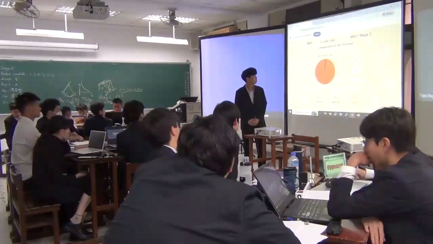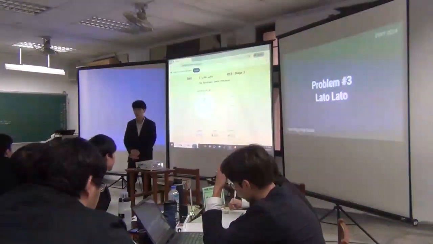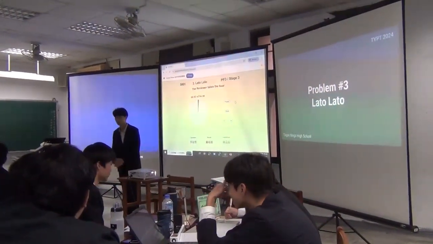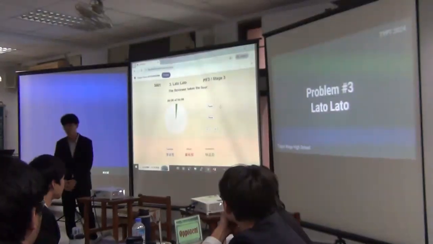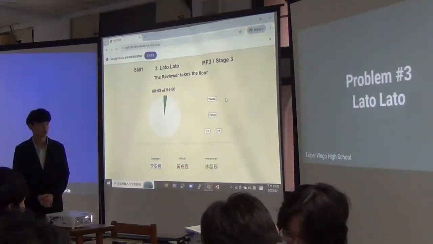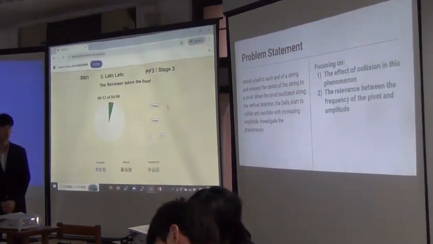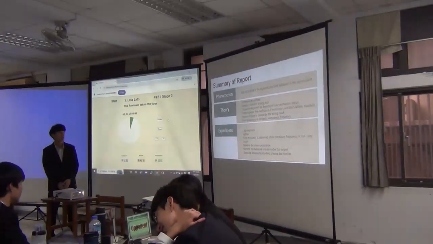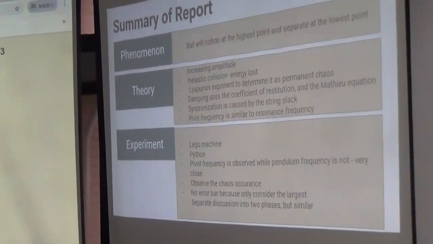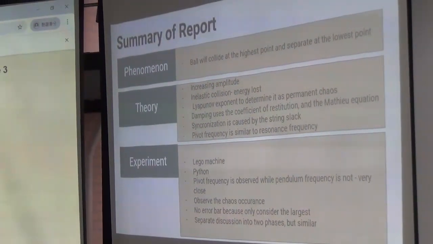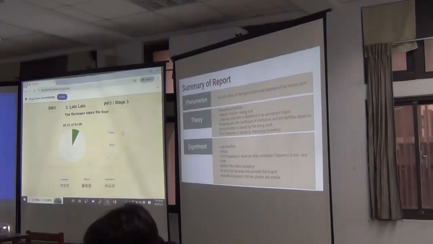Good morning, honorable judges, fellow contestants, and esteemed guests. I'm the reviewer from Team Go, and right now I'm going to review problem number 3, Lato. And here's the problem statement, and there's a focus of the reporter. The ball will collide at the highest point and separate at the lowest point. And here's the theory and the experiment that the reporter used.